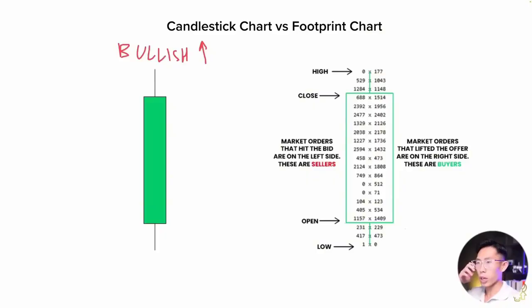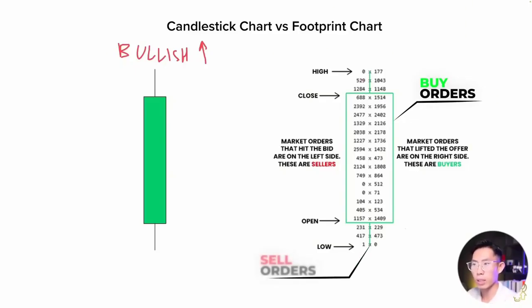So this footprint chart, how it works is that, once again, it dissects the candlestick into orders, right? So the right hand side, all these numbers right here, it basically shows you the buy orders, right? The market orders on the right side are the buyers, right? So you can see all these numbers are essentially how many buy orders at the specific price. And then on the left hand side, this is basically how many sell orders.